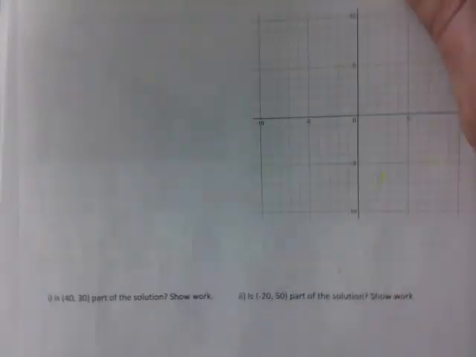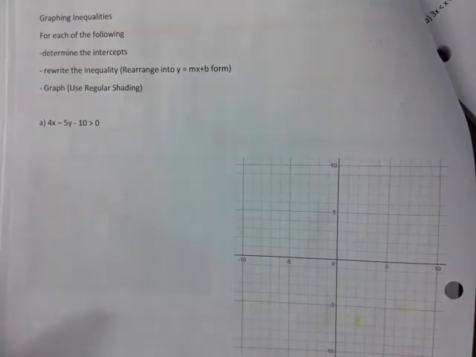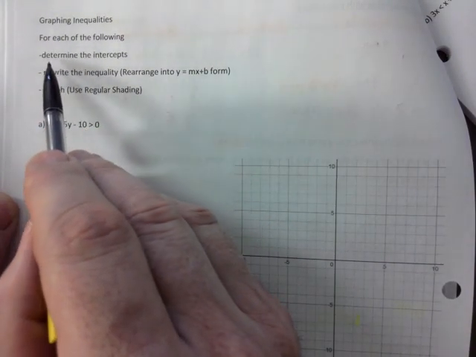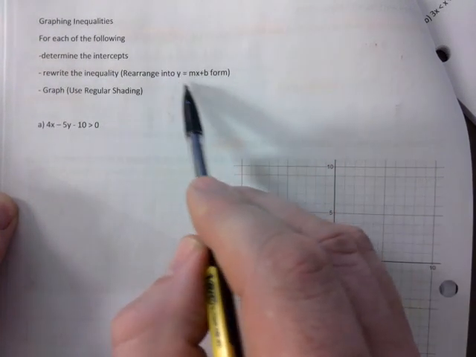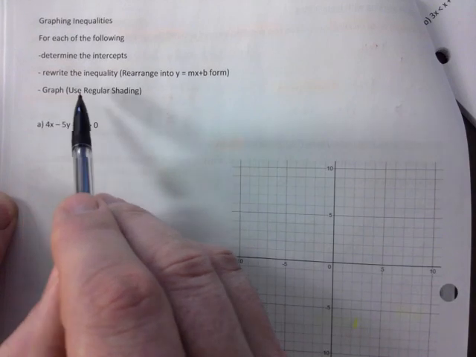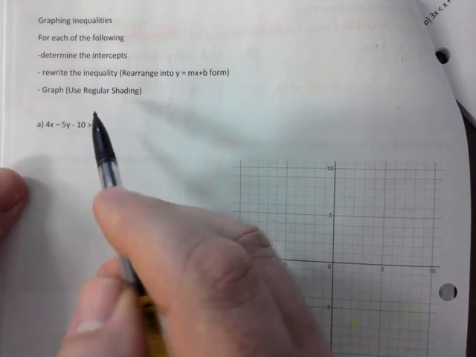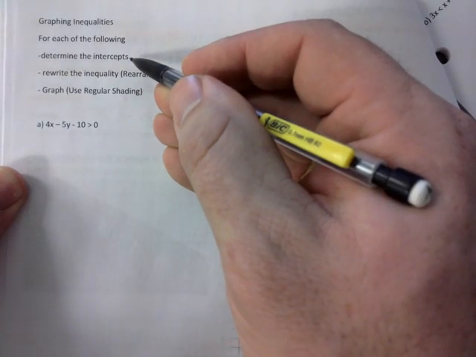Let's apply what we've learned so far. And you will see that there's a lot of overlap with what we've been doing already with graphing linear equations. So, graphing inequalities: determine the intercepts, rewrite the inequality, so rearrange it in this form, and graph using regular shading. For now, we're just going to use regular shading to get us started. Let's find the intercepts first and foremost.